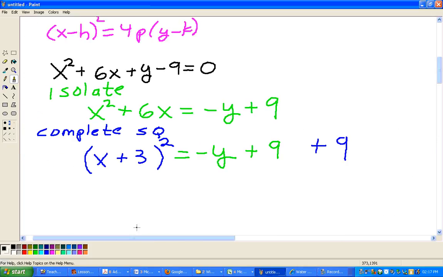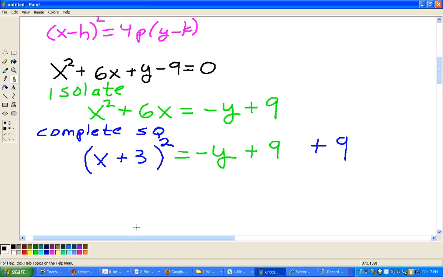Hey, a question. Why couldn't you just leave that other 9 over there? Because that 9 was already there. So even though I added a 9, there's another 9 that came along. So I made a 9 more than the 9s I already had. So just take the y plus 18?